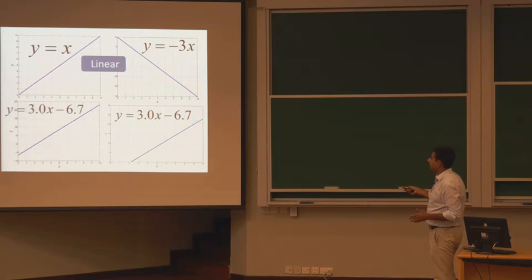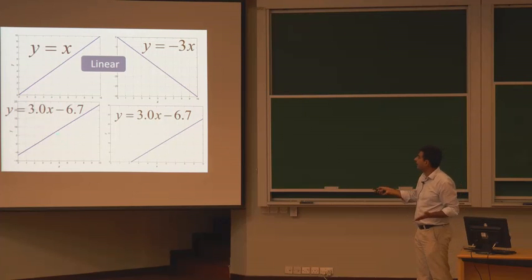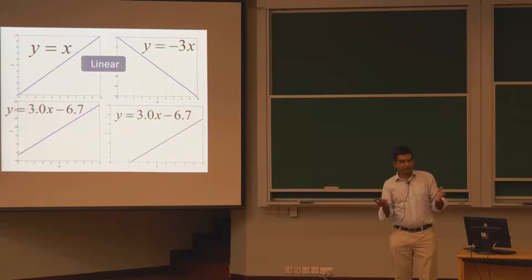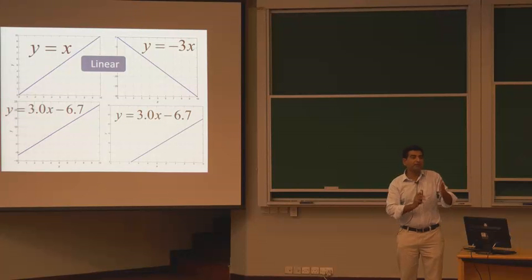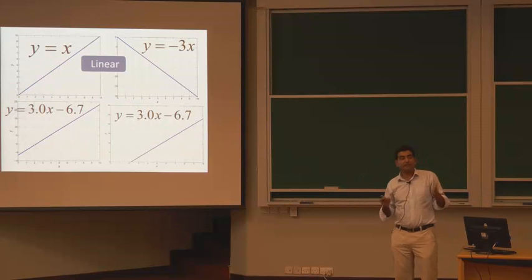Both of these graphs represent the same model: 3x minus 6.7. The only difference between these graphs is that I've chosen different scales for the y-axis. Here the y-axis goes from minus 10 to plus 25, here it goes from 0 to 30. So the scales may change, but the shape of the graph remains the same. So you also have to look at what the axes are. What are the starting and final points of the axis? What's the range of the axis? Both of these represent the same linear model.